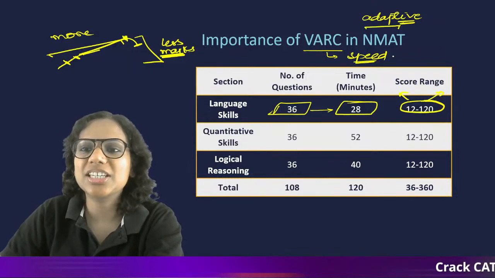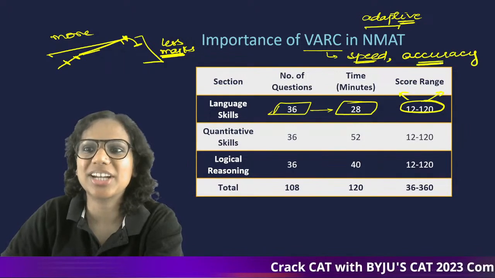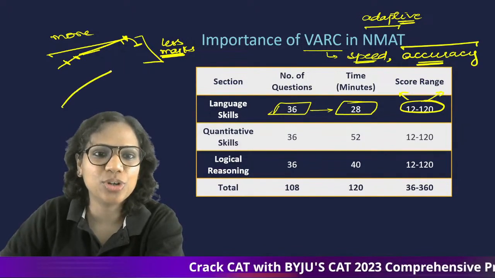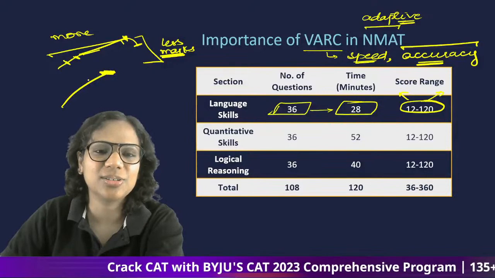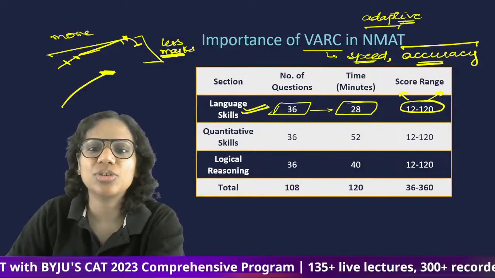Your initial accuracy especially, how many initial questions you get correct, will actually put you at a higher point on the curve. So your speed and accuracy matter a lot when it comes to language skills.